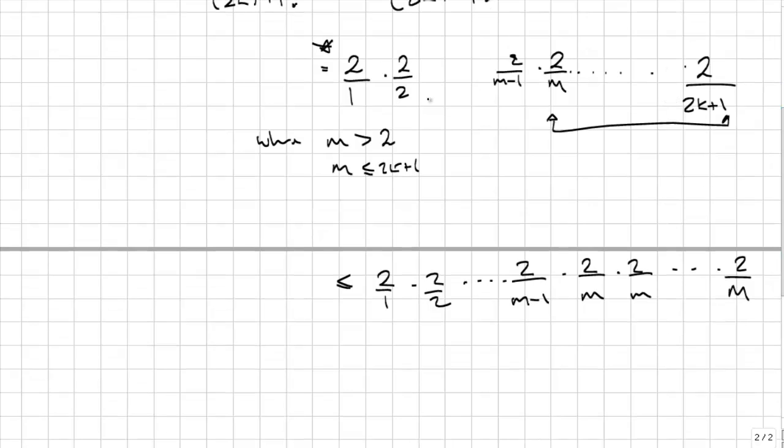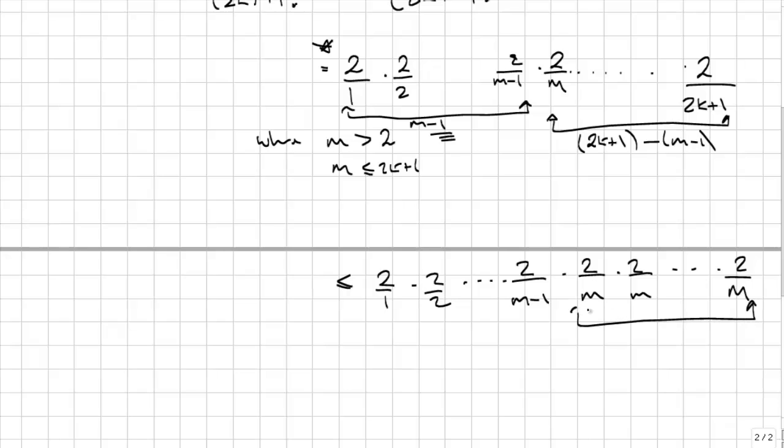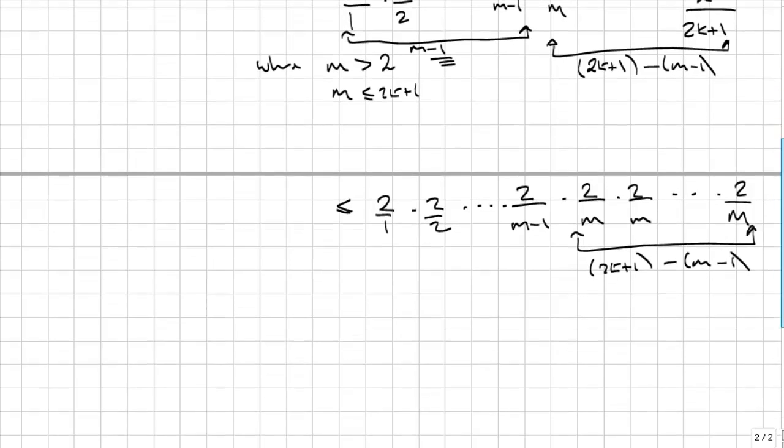Okay, now let's have a think. We can see that we have m minus 1 parts here. And so in this part there must be 2k plus 1 minus (m minus 1), which are the parts we've used here. So in that case I can now say that here there must be 2k plus 1 minus (m minus 1) m's in a line.